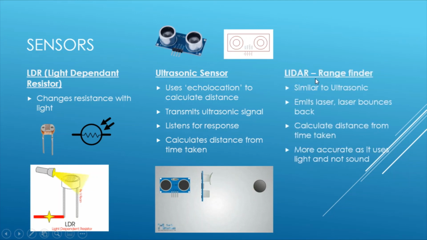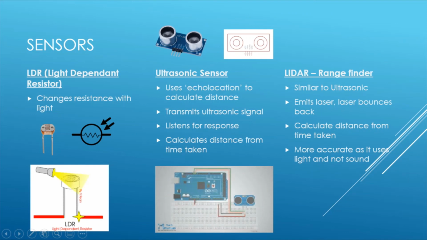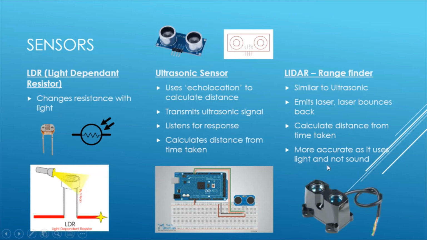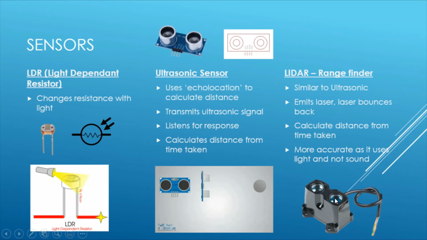LiDAR, in a very similar manner, emits a laser instead. So it uses light of a different wavelength to visible light to calculate the distance based on time instead. So here we have the image of a LiDAR. So you've got the emitter and then the receiver. And this is more accurate as it uses light and not sound.